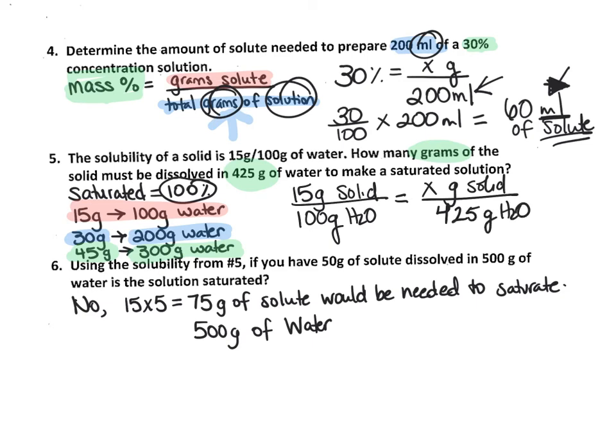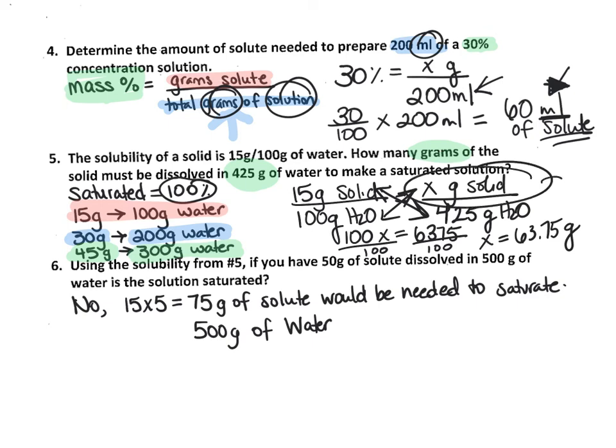Then to solve this, we can cross multiply. So 15 times 425 and then 100x. We'd have 100x is equal to 15 times 425, which when I put that in my calculator, I get 6,375. Divide both sides by 100 to solve for x. So x is 63.75 grams of solid needed for 425 grams of water.